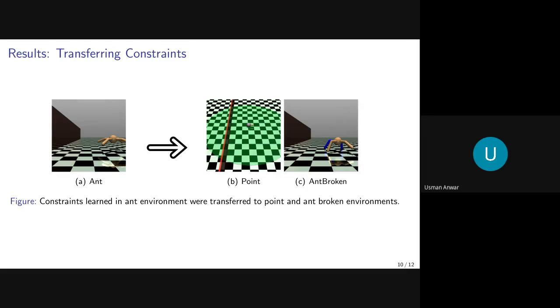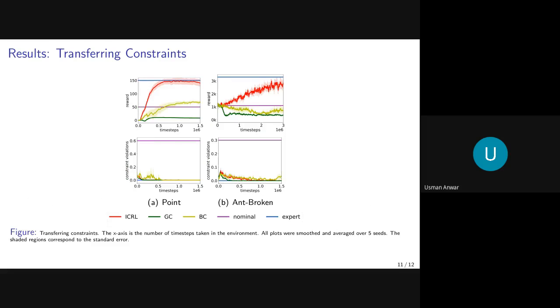For example, we transfer the constraint net for training acquired through the ant agent to a morphologically different point agent, as well as a dynamically different agent. As results are shown here, our method is the only one which is able to train these two agents successfully.